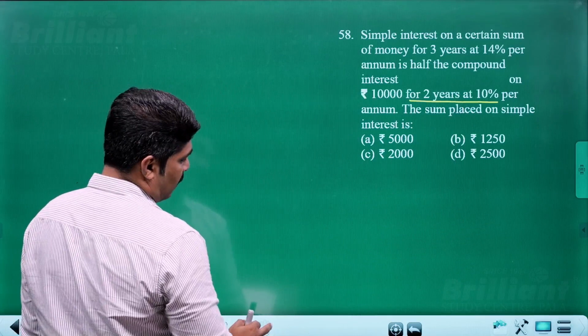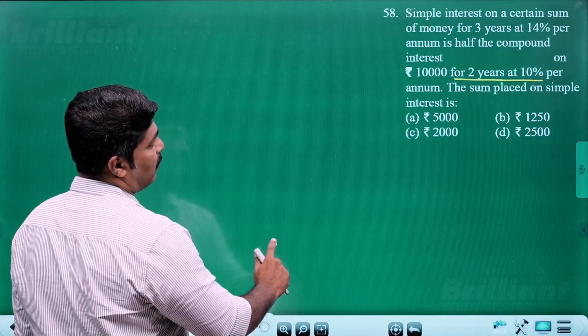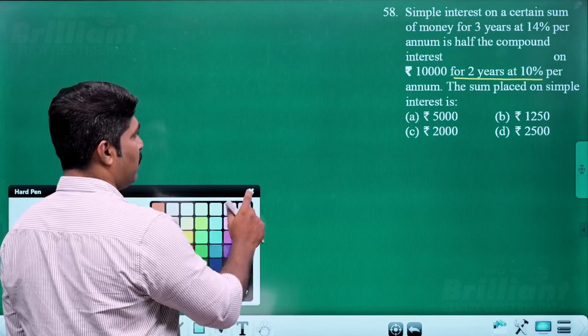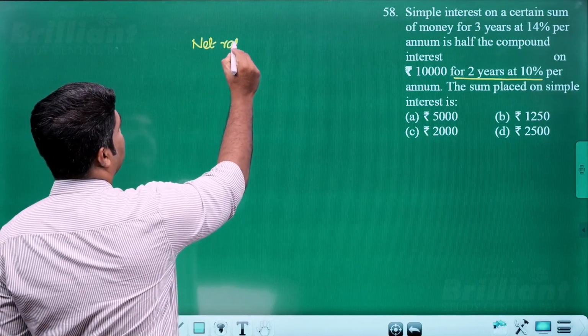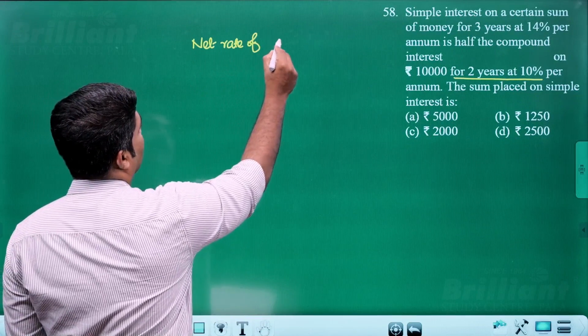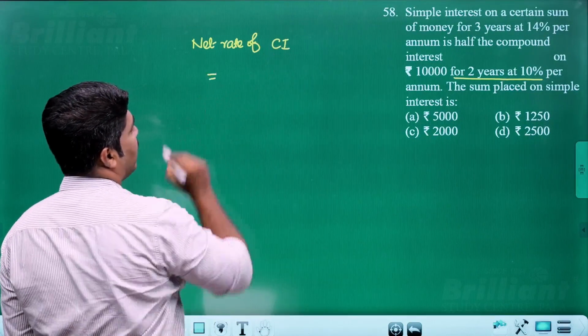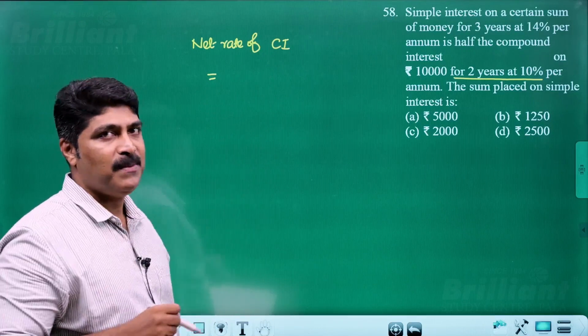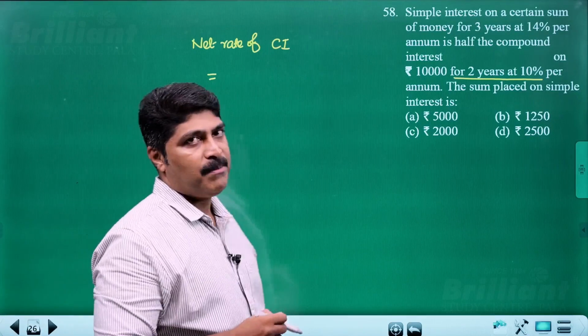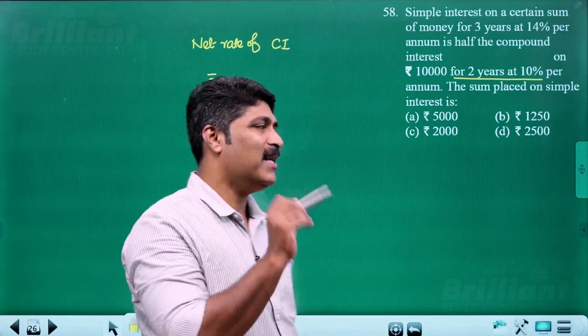So in such calculations, first you have to find what is the net rate of compound interest. So here, net rate of compound interest. How to find a net rate of compound interest? Here 10%, 10%, 2 times. So you already learned the concept of successive variation, so directly you can find it.